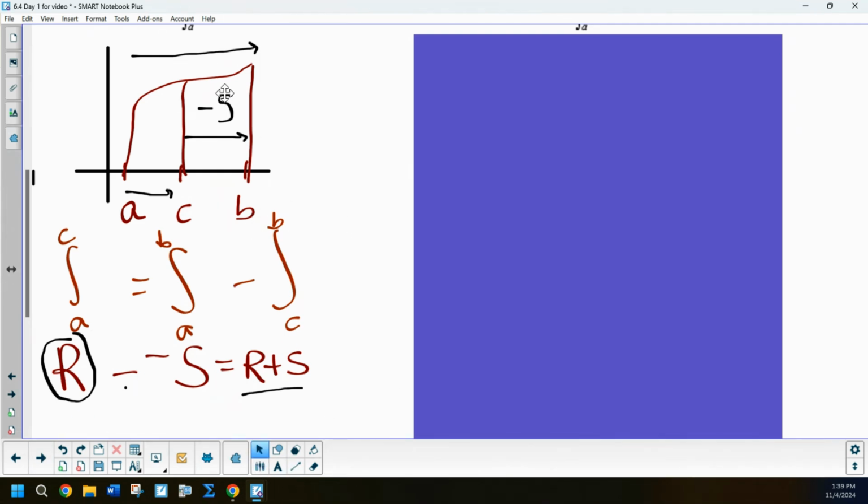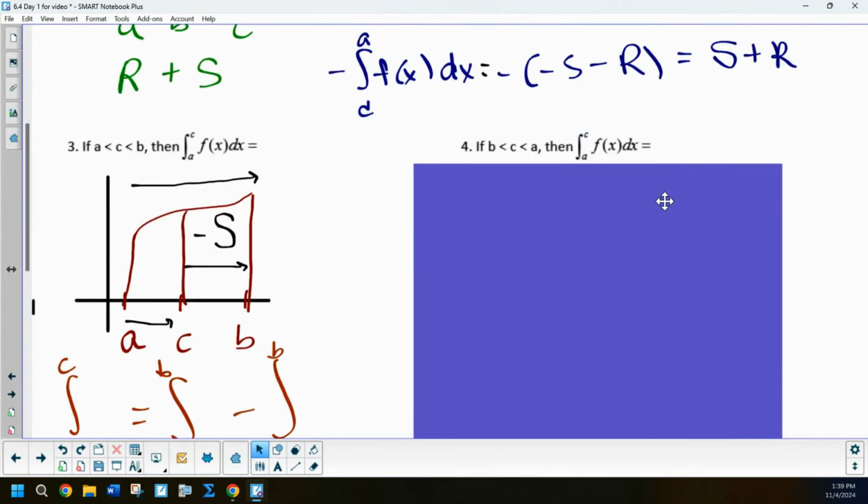Okay, that's supposed to be an S, not a 5. It looks like a 5. Let me see if I can redraw that. Negative S. Okay. And then the last problem, again, is going to go from B to C to A, but we still want from A to C.